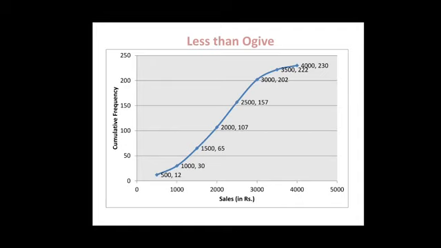That is, plot the points with coordinates such as 512, 1030, 1565 and so on. Now join the points by a smooth freehand curve to obtain the less than ogive or less than cumulative frequency curve. The less than ogive is a rising curve, slopes upwards from left to right as shown in this figure.